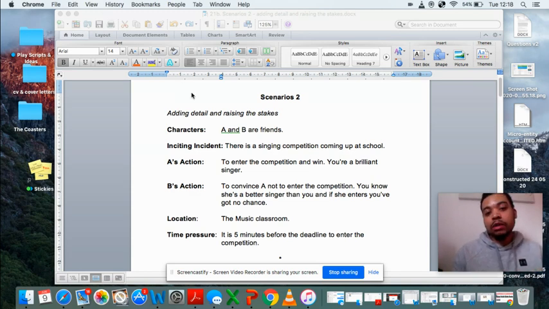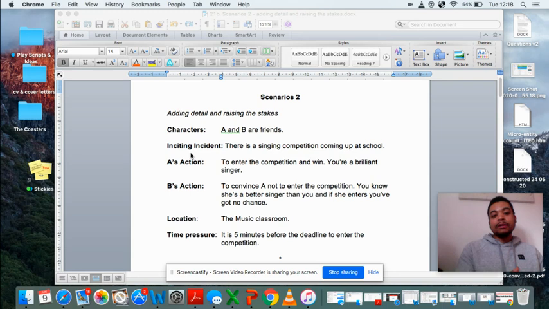So let's take this scenario here. We've got the characters A and B. A and B are friends. So already we know that there's something at stake, their friendship. If something happens, they may no longer be friends. So as an audience, we're interested in that. How are they going to maintain this friendship, or is something going to happen to make them not be friends anymore?